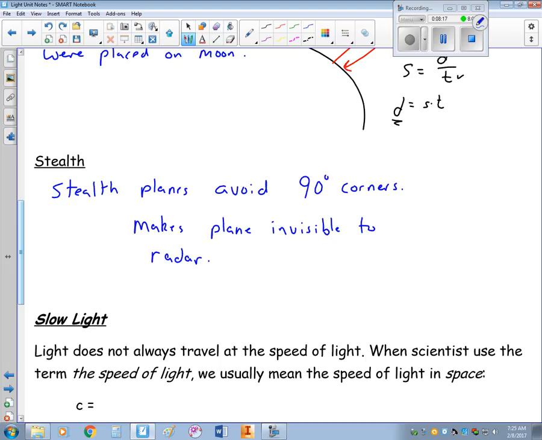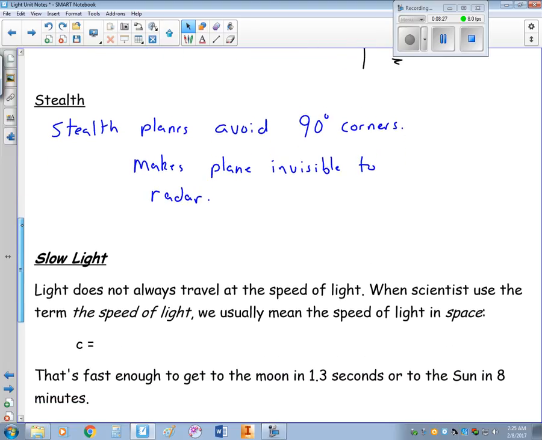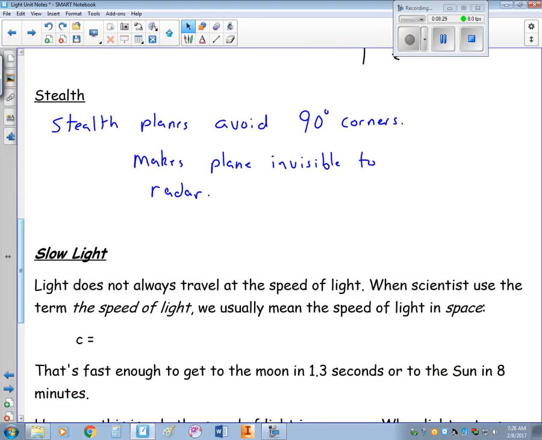And I'm sure you've seen some pictures of these planes. They look really cool. I think one of our stealth bombers is like that, where there's no 90-degree corners on it, so it looks real boxy, kind of weird looking.